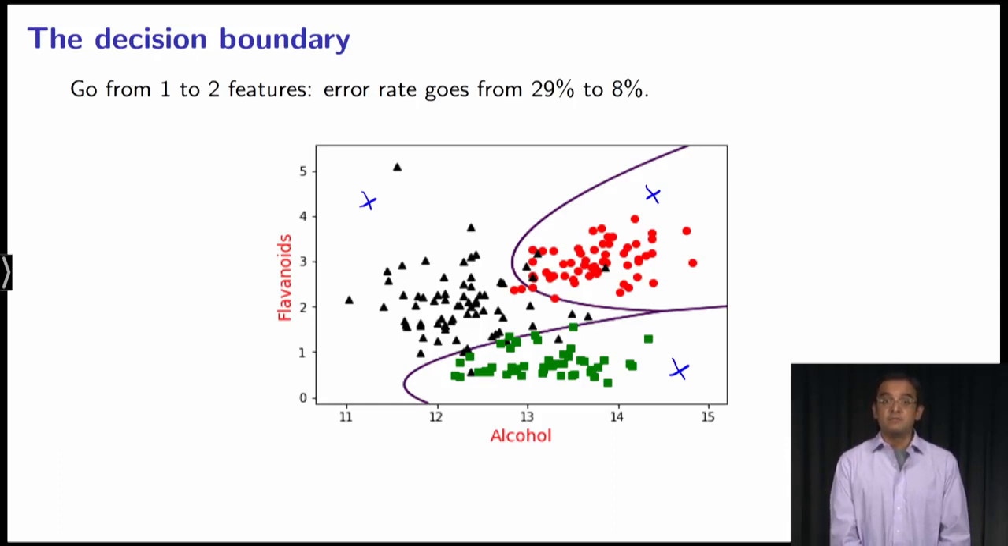What is the functional form of this boundary? And now that we've reduced the error to 8% by using 2 features, can we do better by using more features? How do we do that? How do we take care of correlations between multiple variables? So we'll see the answers to all these questions very soon.